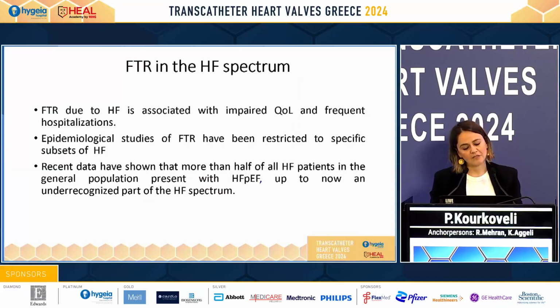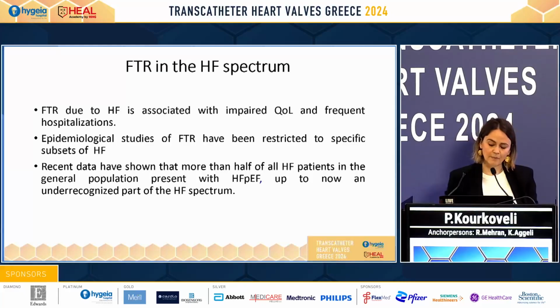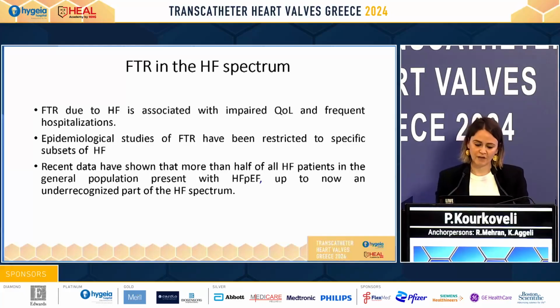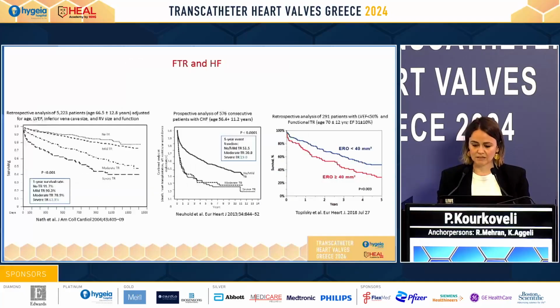And TR due to heart failure is associated with impaired quality of life. Most studies in the past have been restricted to HFrEF, but recent data have shown that more than half of all heart failure patients have HFpEF, and it's something that we need to consider.